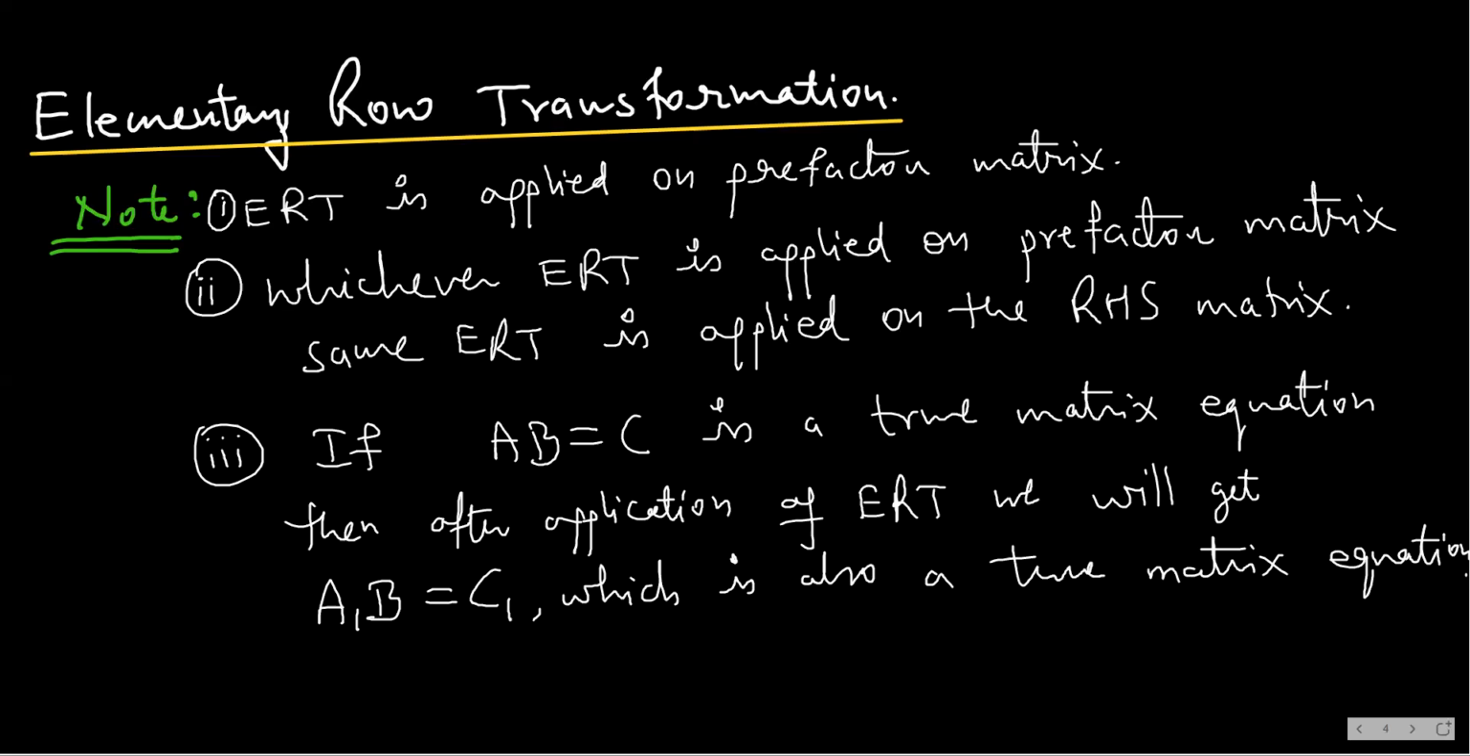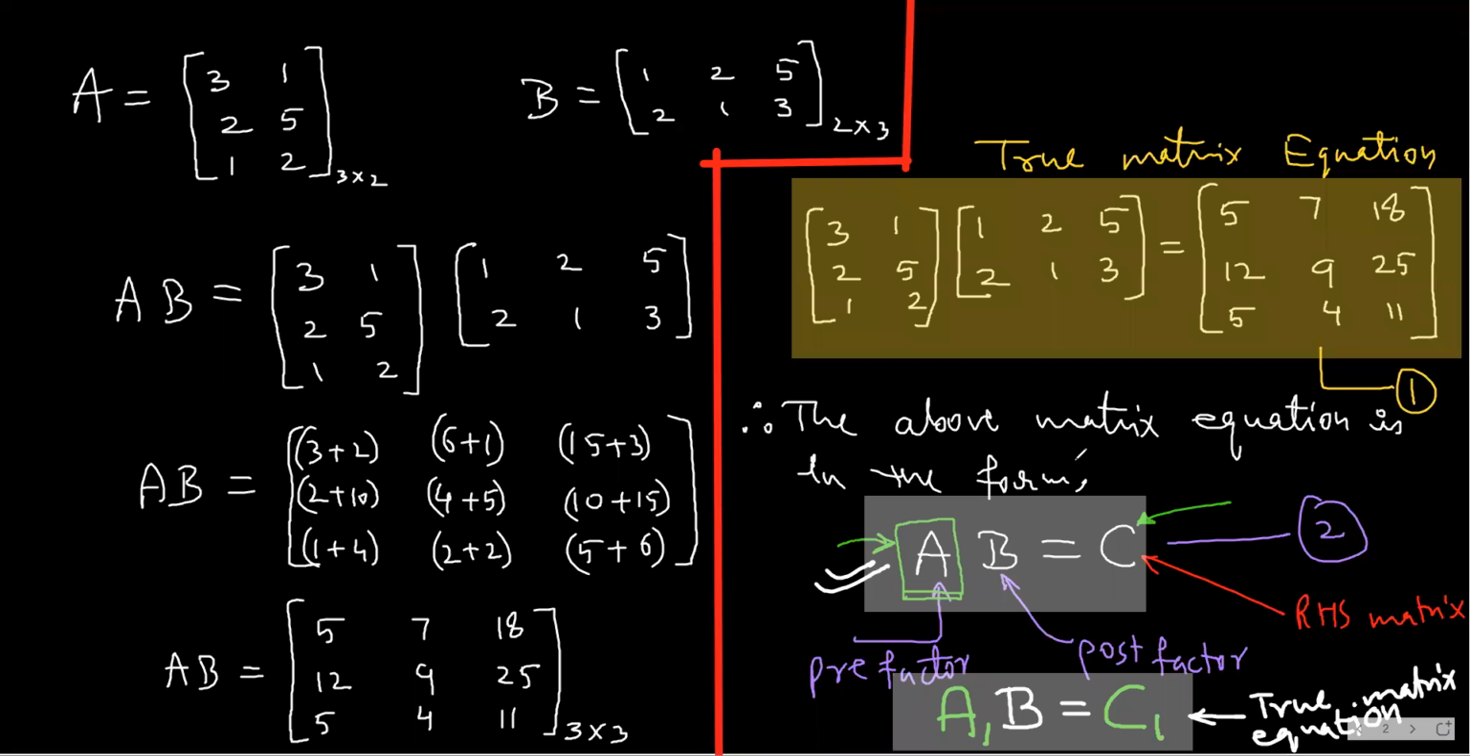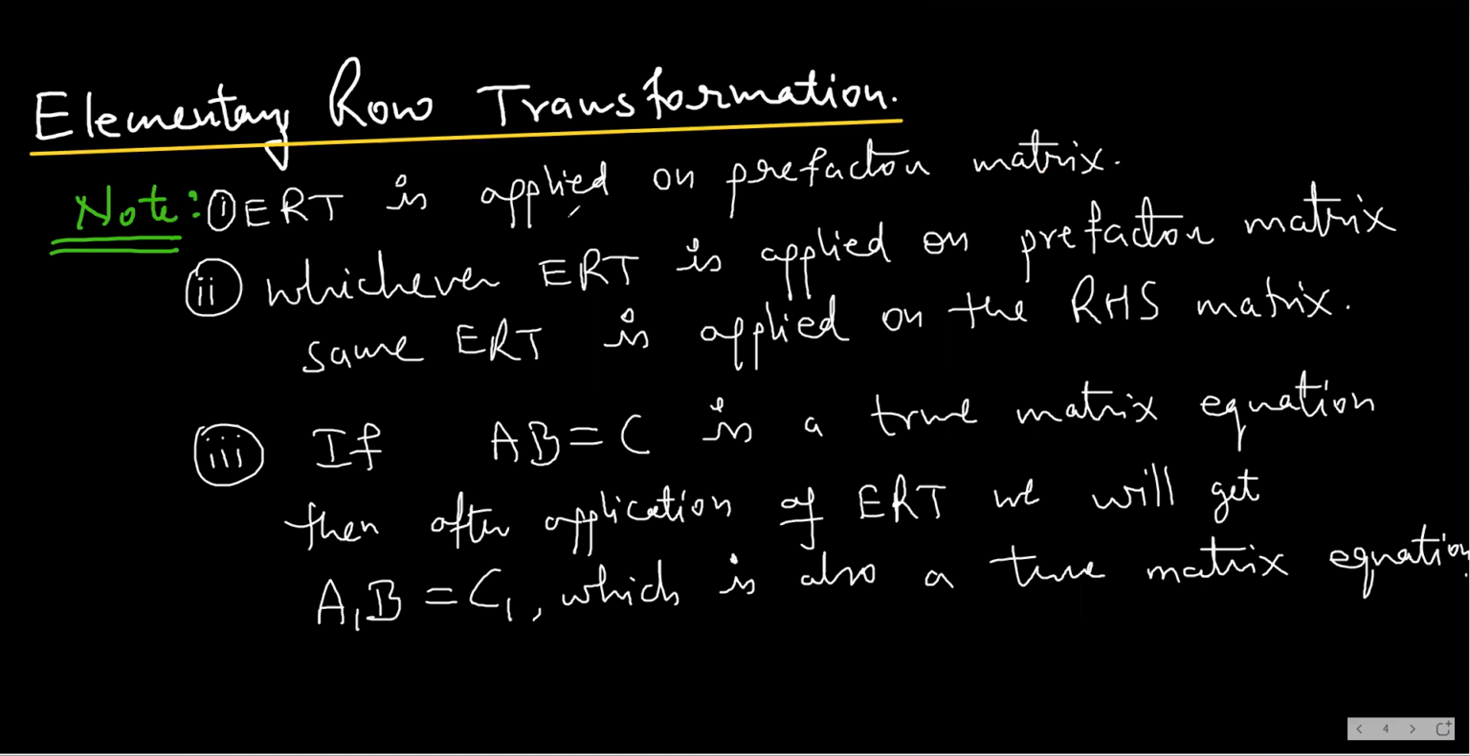Now I will teach you the 3 elementary row transformations. What did we just see? There were certain notes which I wrote for you, that elementary row transformation is applied on the prefactor matrix. Then whatever elementary row transformation you apply on the prefactor, the same you will apply on the RHS matrix.